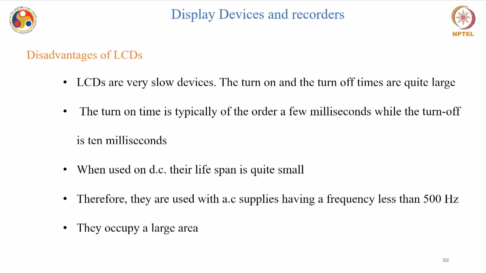LCD screen. Okay. The turn on time is typically of the order of a few milliseconds, while the turn off is 10 milliseconds or so. However, we have seen that in LED the response can be very fast, even less than a nanosecond. Okay. When used on DC, their lifespan is quite small, and therefore they are used with AC supplies having a frequency less than 500 hertz. Okay. They occupy a larger area, so you can have fewer pixels in the same area.